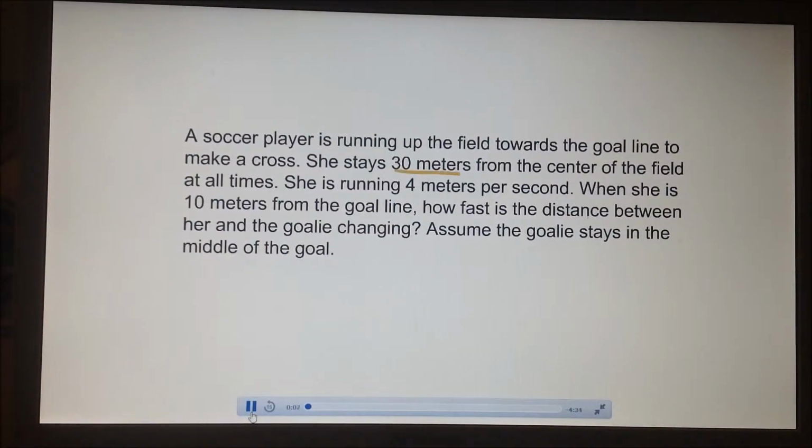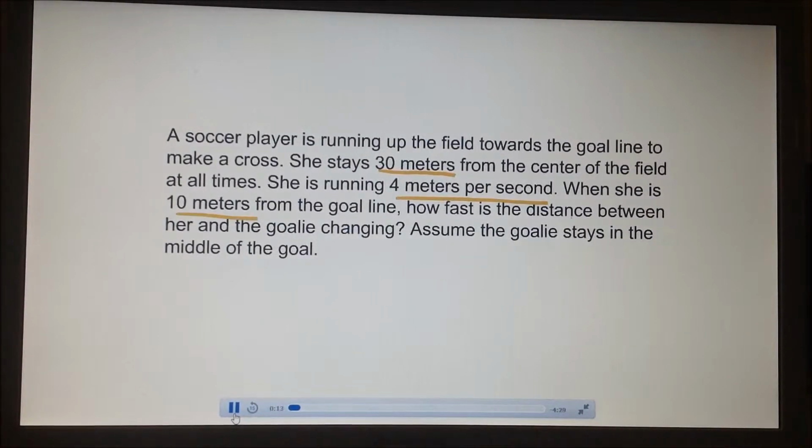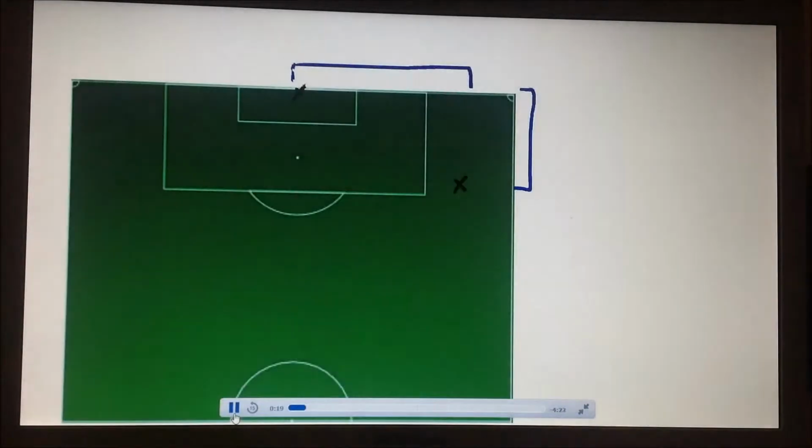She stays 30 meters from the center of the field at all times. She is running 4 meters per second. When she is 10 meters from the goal line, how fast is the distance between her and the goalie changing? Assume that the goalie stays in the middle of the goal.